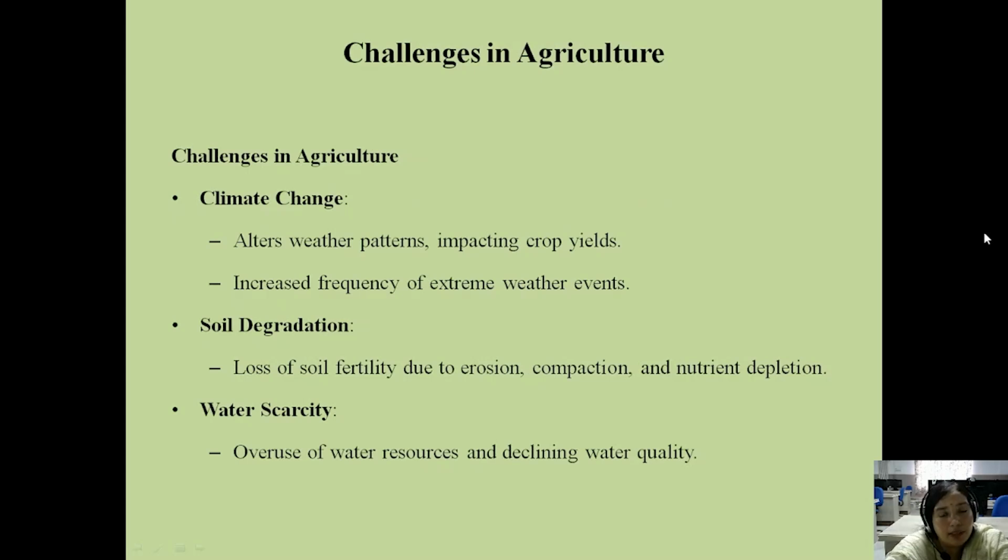Then come to challenges in agriculture. There are so many challenges in agriculture. Climate change alters weather patterns, impacting crop yields, with increased frequency of extreme weather events. Soil degradation is the loss of soil fertility due to erosion, compaction and nutrient depletion, and water scarcity is there, with overuse of water resources and declining water quality. These are the challenges in agriculture you should know.